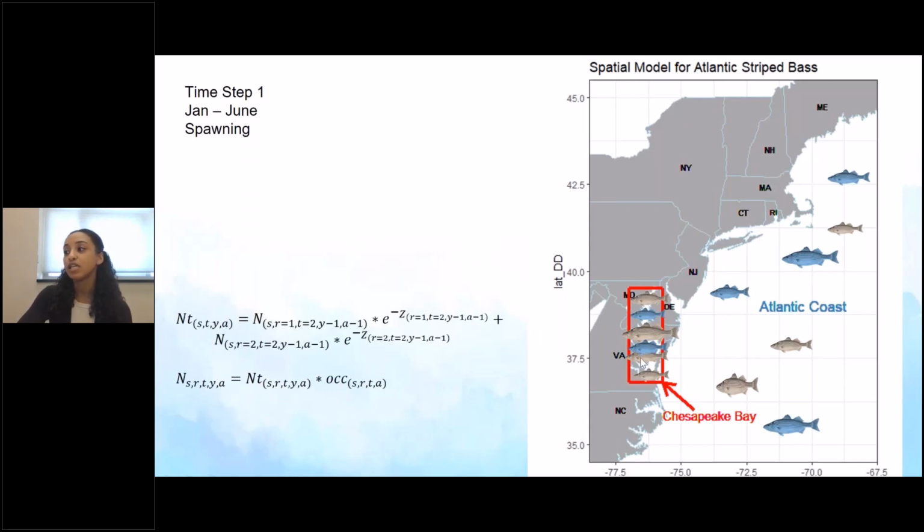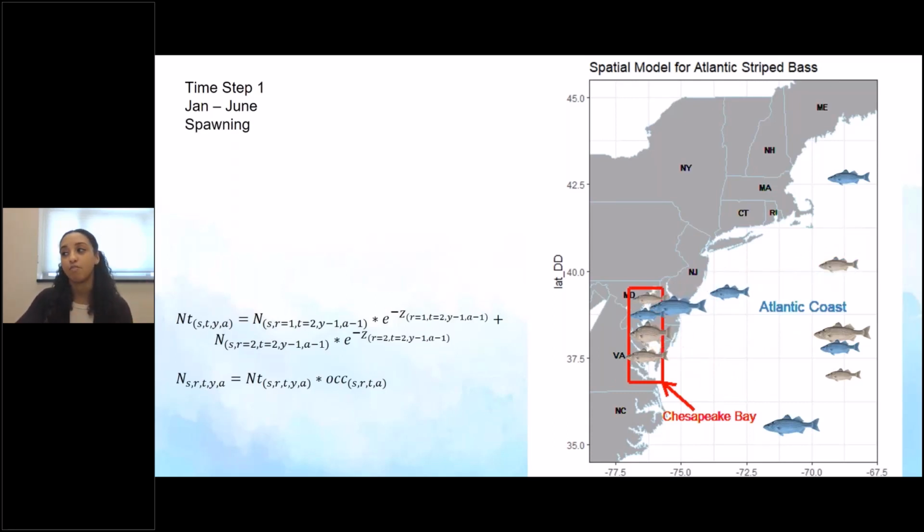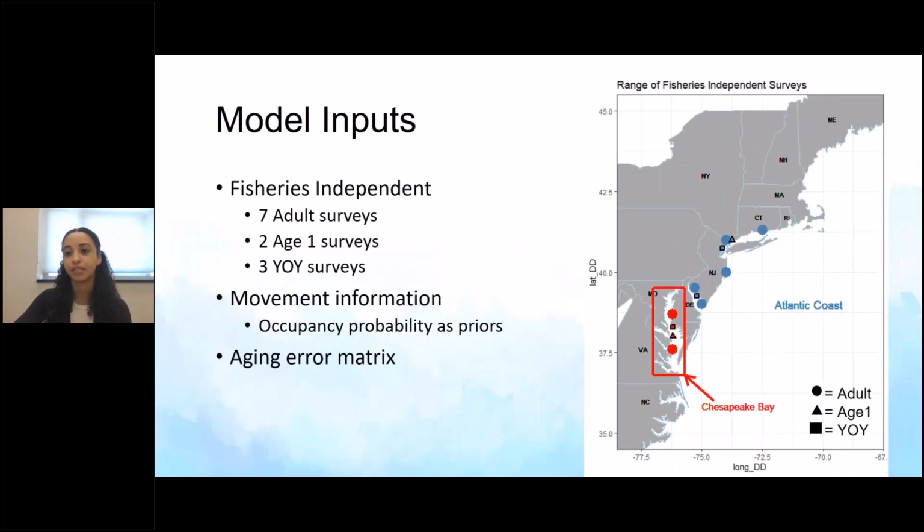And so you'll see mostly bay fish in the Chesapeake Bay spatial region and Atlantic Coast fish in the Atlantic Coast spatial region. But then in the second time step, we assume that striped bass are migrating. And so you'll see fish leave the Chesapeake Bay and enter the Atlantic Coast spatial region, and we also assume that there is some level of resident fish that don't migrate throughout the year, and these are primarily made up of younger striped bass. And then in the next year, we're back to our first time step when striped bass are spawning. So you see those striped bass leave the Atlantic Coast spatial region and enter the Chesapeake Bay, and this cycle repeats. So that was how our model works.